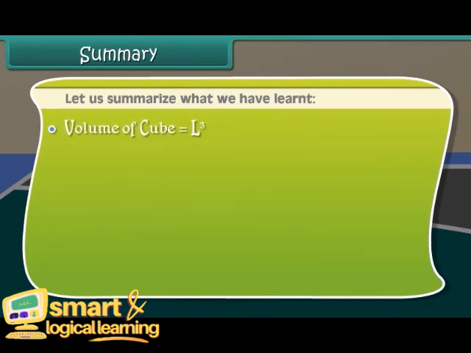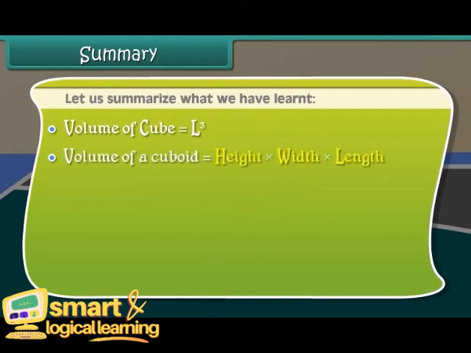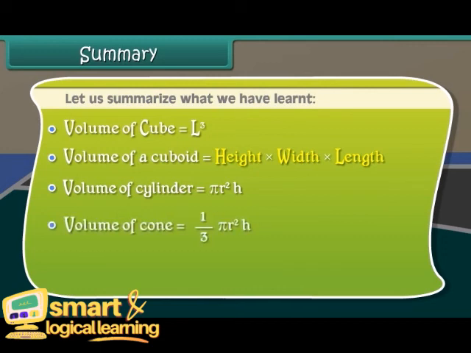Volume of a cube is equal to L cubed. Volume of a cuboid is equal to height times width times length. Volume of a cylinder is equal to pi r squared h. Volume of a cone is equal to 1 over 3 pi r squared h. Volume of a sphere is equal to 4 over 3 pi r cubed.